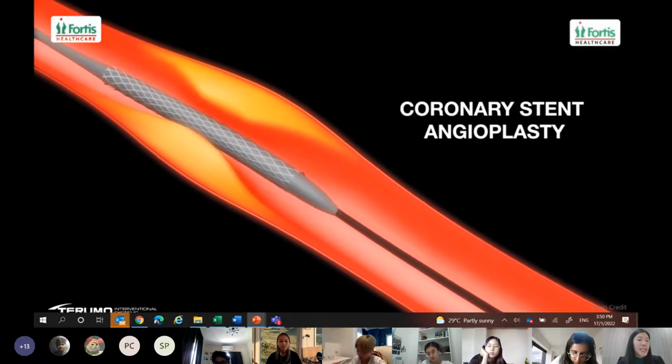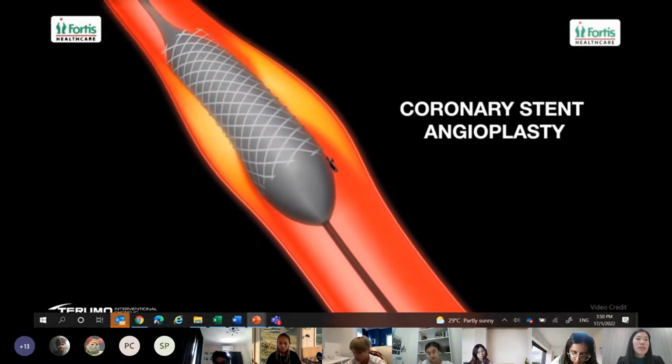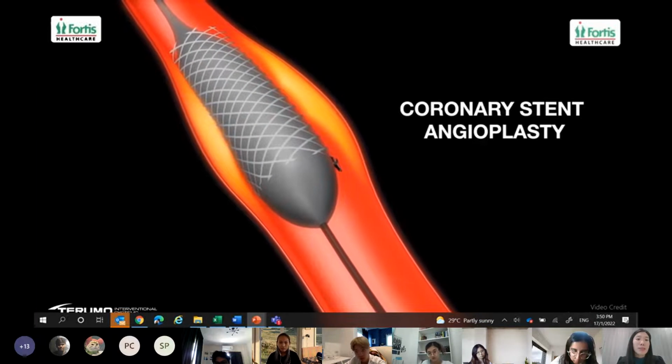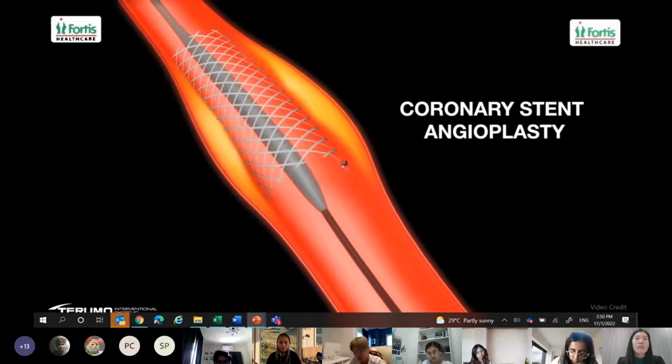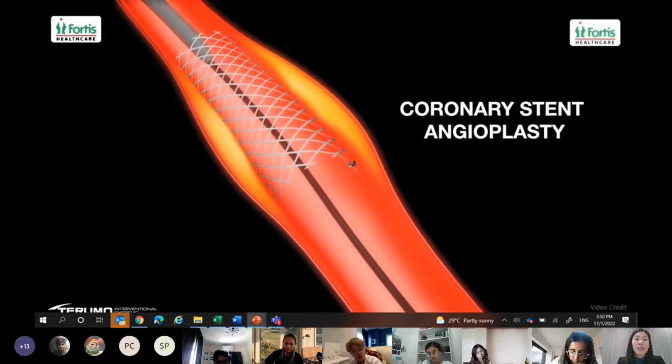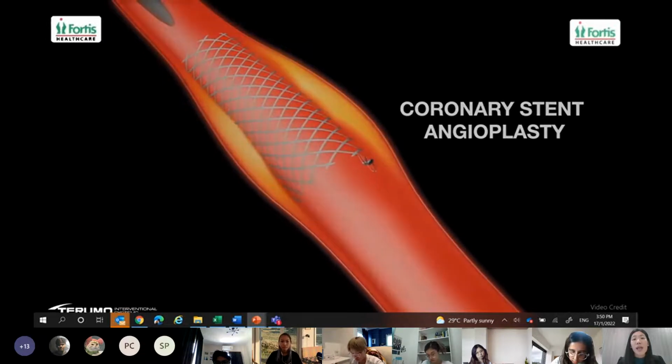And what happens in a stent angioplasty is that the balloon that has a stent on it will basically be expanded. And when the balloon deflates, the stent will actually remain in place. So this stent will stay in the body and helps to maintain this vessel diameter, right? So this stent is basically a structure which helps to maintain the vessel diameter at the lesion site.